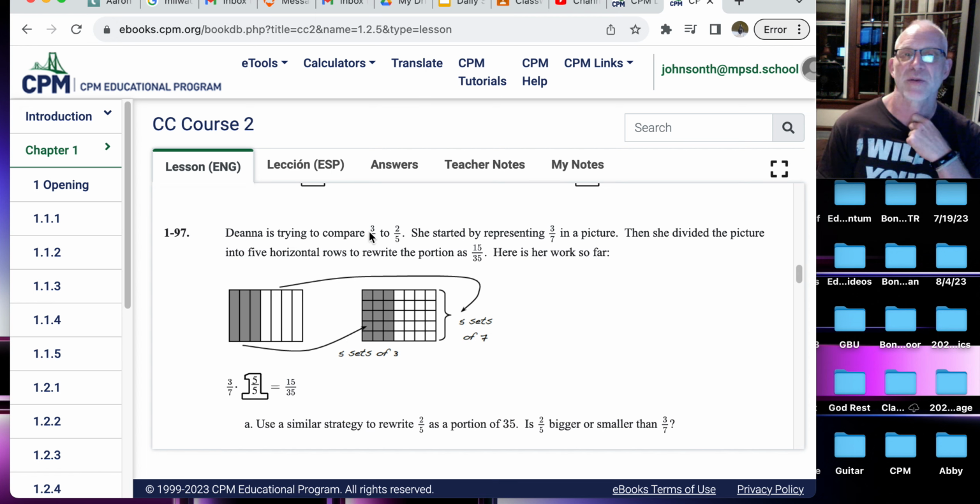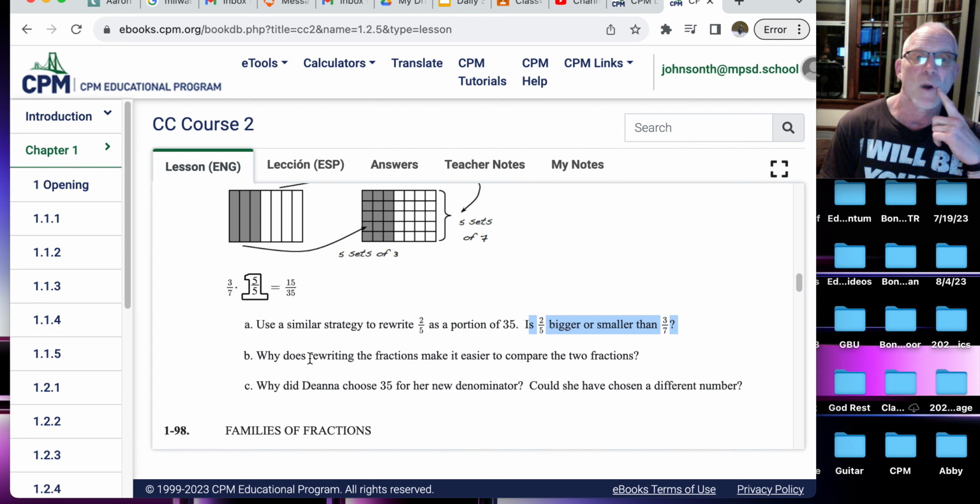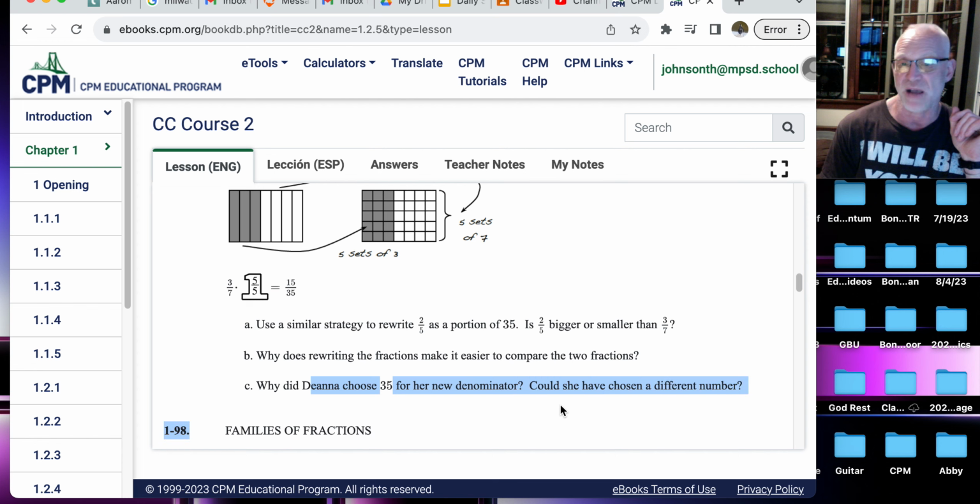Strip 2. Deanna is trying to compare 3/7 to 2/5. So she colored 3 out of 7, and then she turned that into 35. And then she's like, well, 3 out of 7 is the same as 1, 2, 3, 6, 9, 12, 15 out of 35. Okay, so now she has to do the same for 2/5. So color 2 out of 5, and then change that into 35. Then, is 2/5 bigger or smaller than 3/7? And prove it. Why does rewriting the fraction make it easier to compare? Why did Deanna choose 35 for her new denominator? Could she have chosen a different denominator?